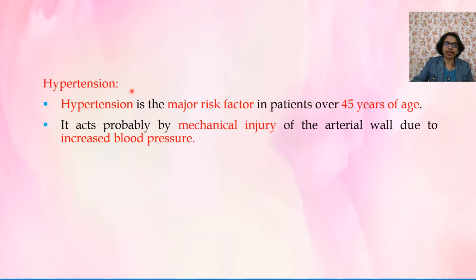Then another factor is hypertension. Hypertension is a major risk factor in patients over 45 years of age. It acts probably by mechanical injury of the arterial wall due to increased blood pressure. Once a person has severe hypertension, that may be a causative factor for mechanical injury of the arterial wall caused by increased blood pressure.